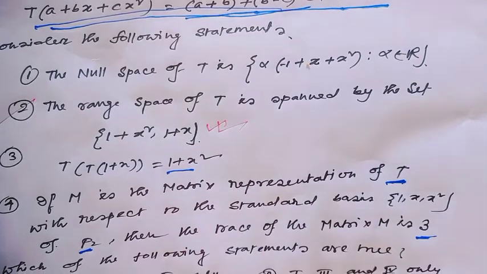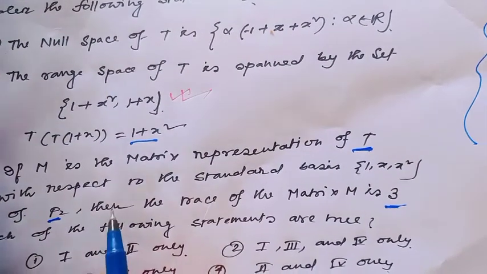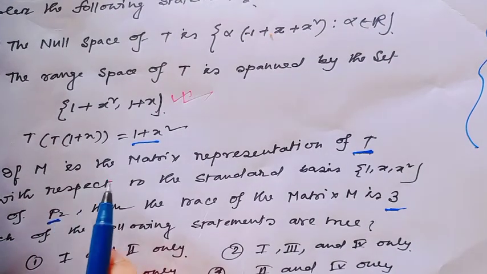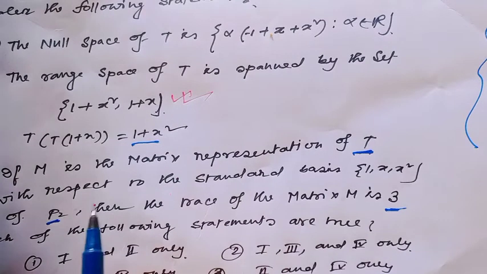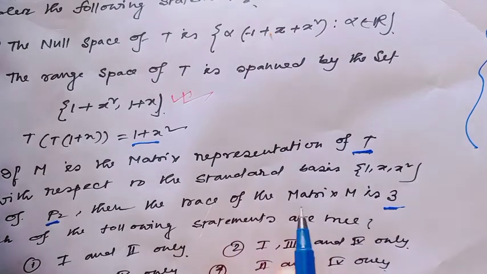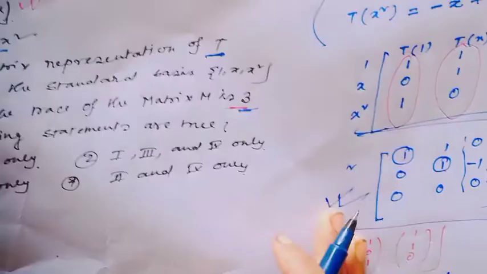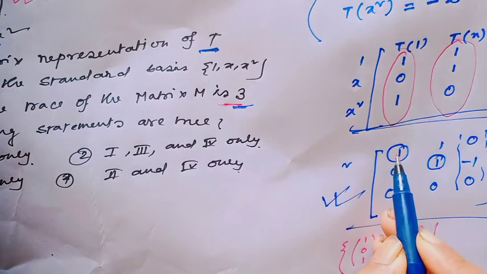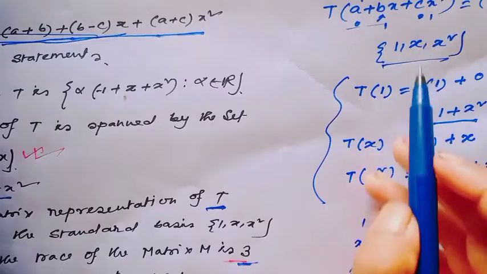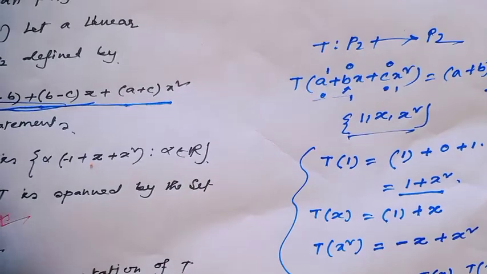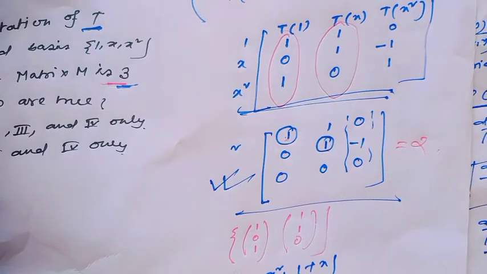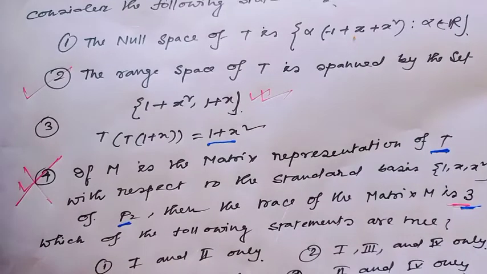This is the right option. And notice option 4 is a wrong option, because it indicates that if M is the matrix representation of T with respect to the standard basis 1, x, x square of P2, then the trace of the matrix is 3. Notice, this is the matrix representation of this linear transformation with respect to this basis, and here the trace is 2. So this option is wrong.